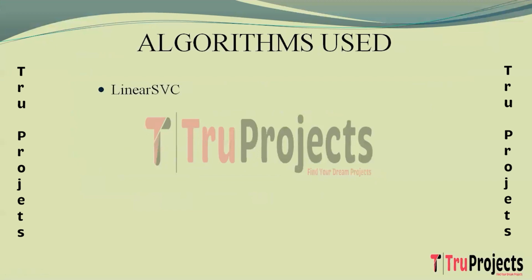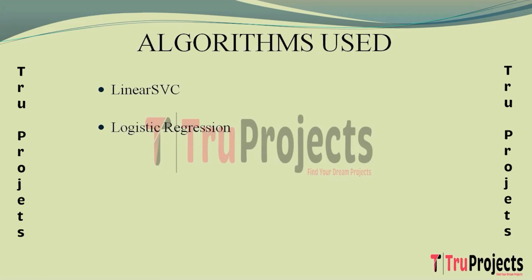So the first algorithm built is linear SVC, that is linear support vector classifier. So it is a linear classification algorithm that works by finding a hyperplane in the feature space to separate different classes. It aims to maximize the margin between classes, making it effective for binary and multi-class classification tasks. In the context of cyberbullying detection, where the goal is to classify text data, linear SVC is known for its efficiency in creating clear separations between classes, making it suitable for identifying cyberbullying instances in textual content.